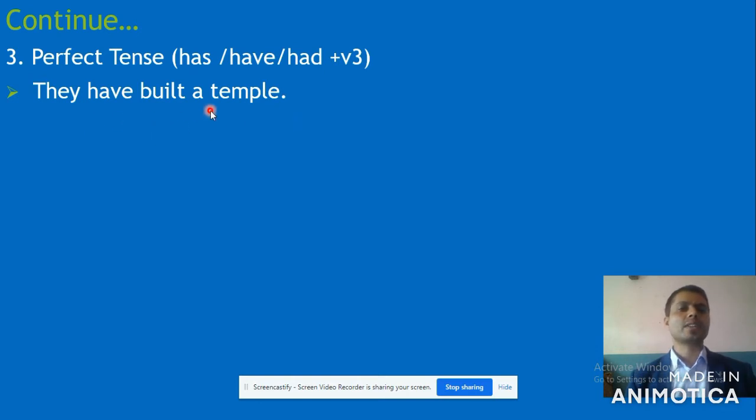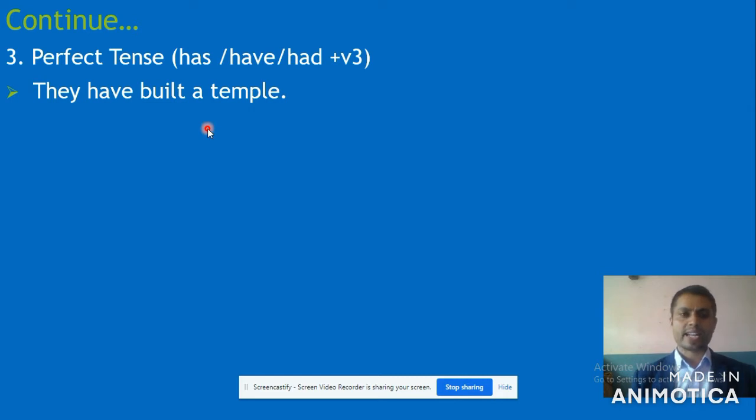They have built a temple. In this sentence, "they" is the subject, "have" is the auxiliary verb, "built" is verb 3, and "a temple" is the object. So this is present perfect tense.